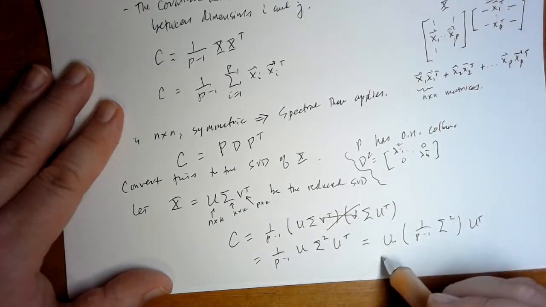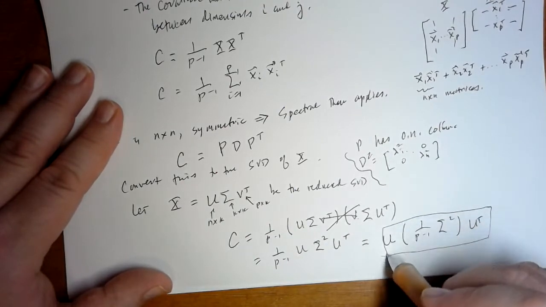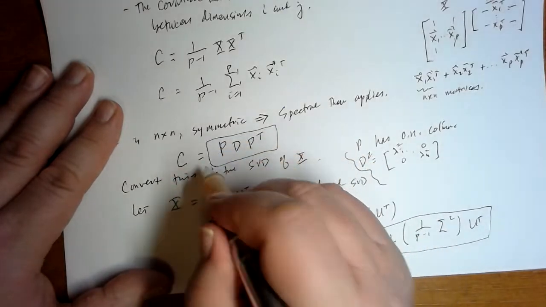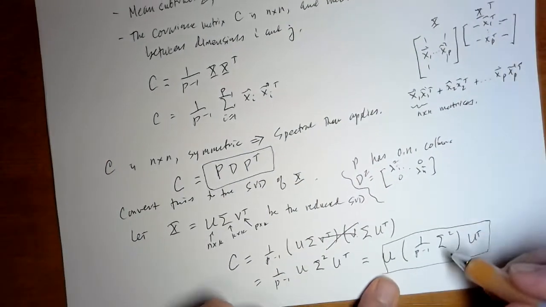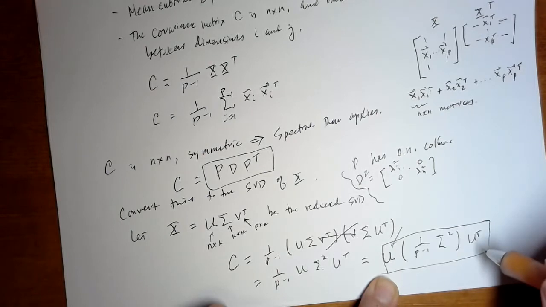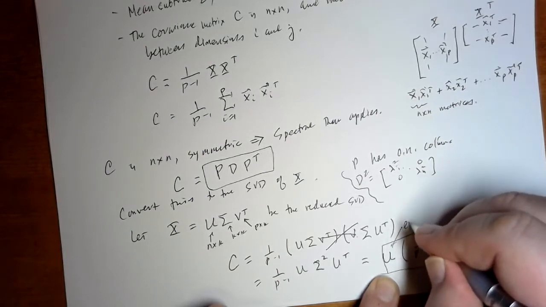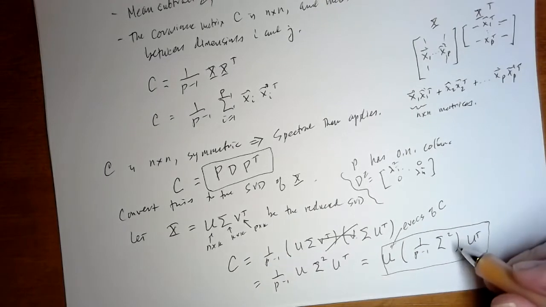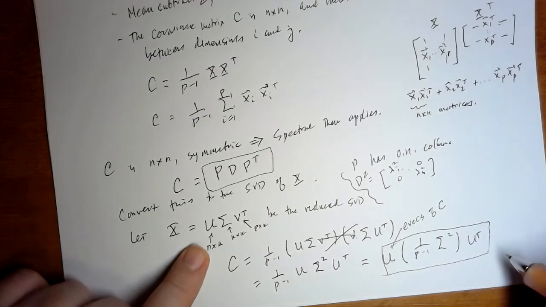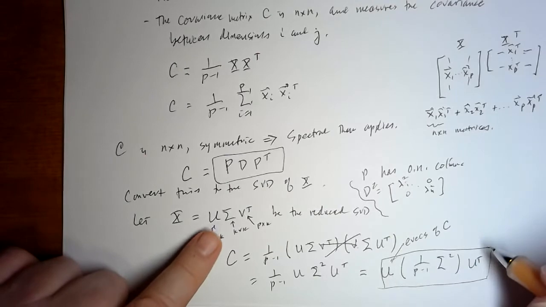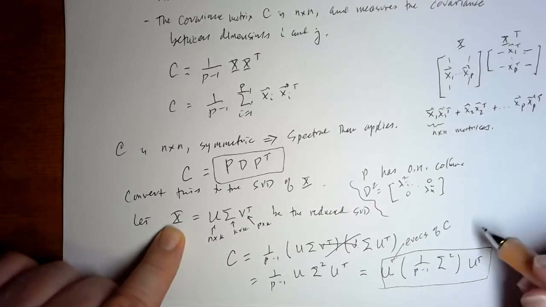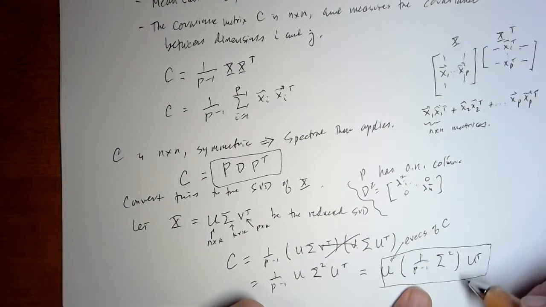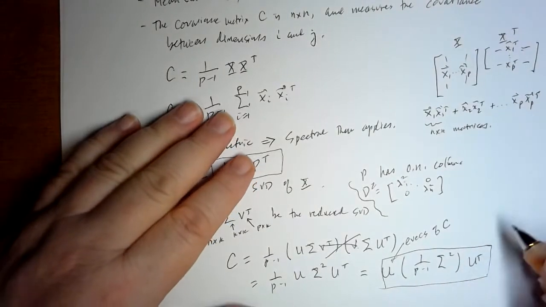And that is equal to U times 1 over p minus 1 sigma squared times U transpose. Now compare this to this, and you see that the matrix U here contains the eigenvectors of C, the covariance matrix, even though we started by saying what? It's the left singular vectors of X. And similarly, what are the eigenvalues of C?